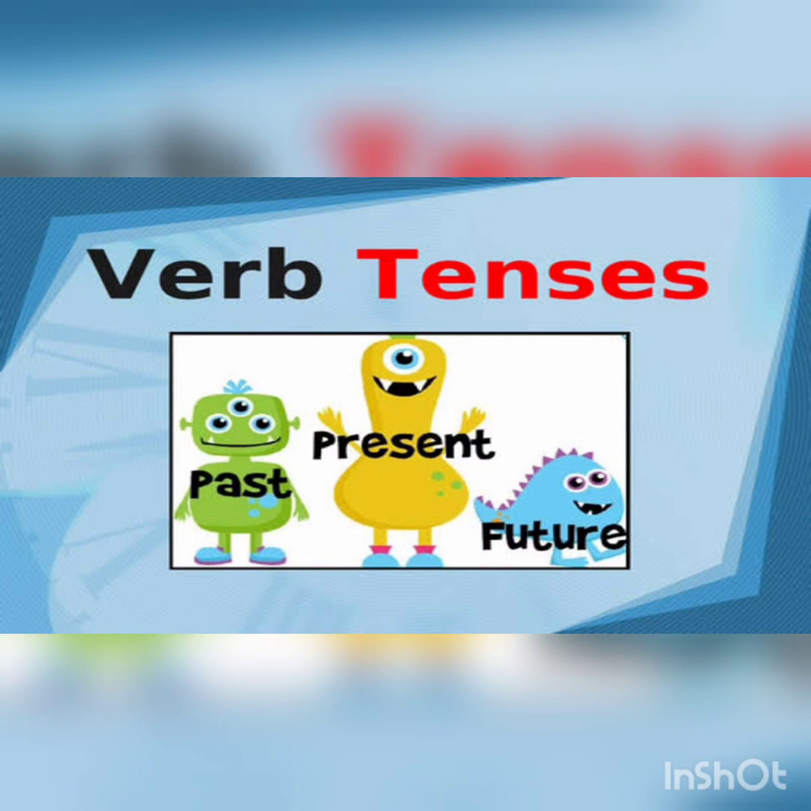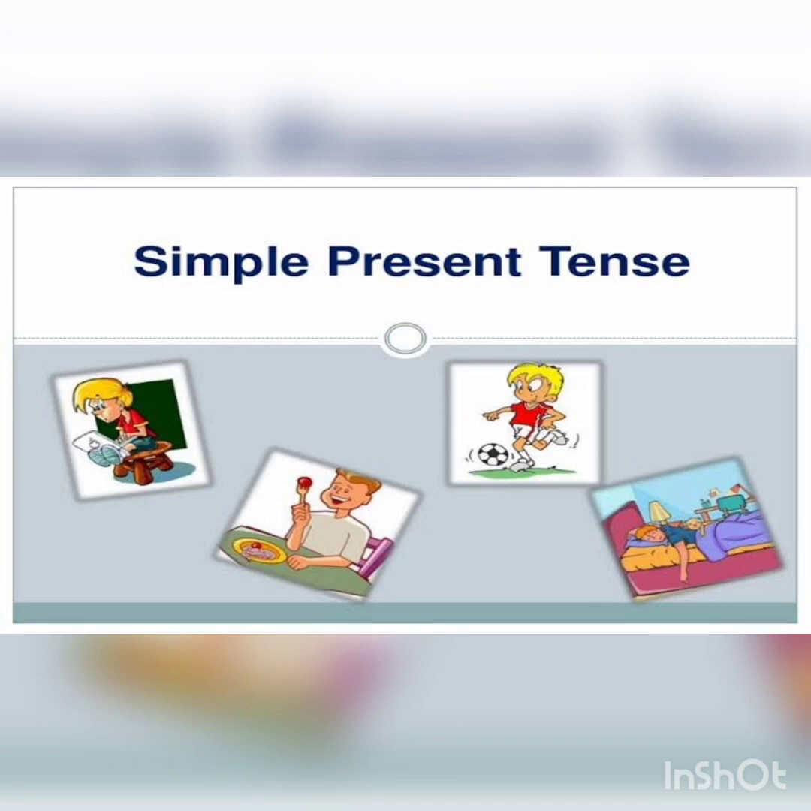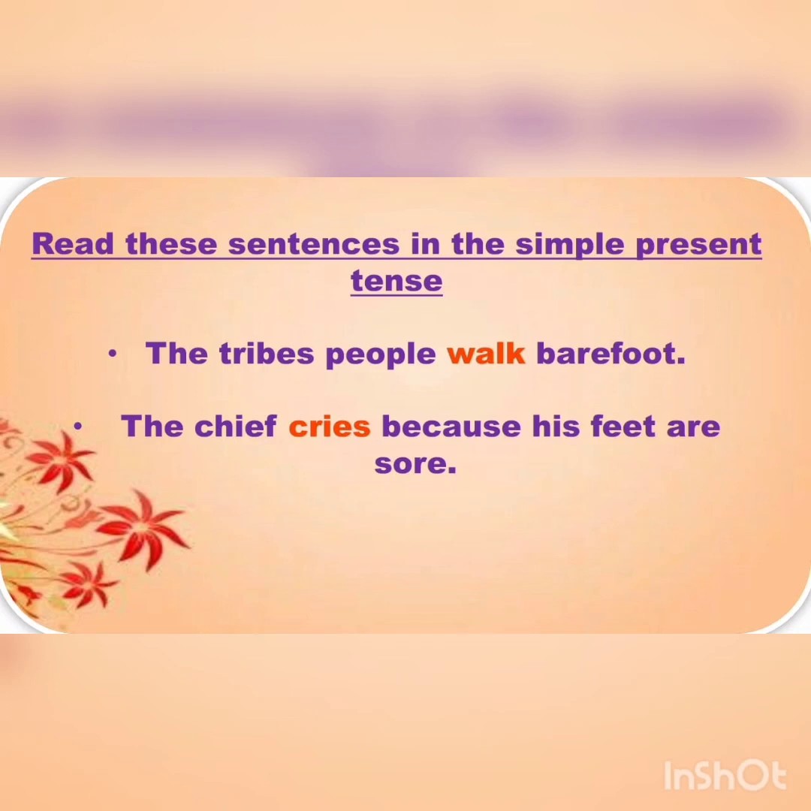In this chapter we are going to learn two types of tense, that is past and present tense. So the first tense we are going to learn is simple present tense. Read these sentences in the simple present tense. First one, the tribes people walk barefoot. Children, here we have highlighted walk because it is the verb. Next sentence, the chief cries because his feet are sore. So here we have highlighted cries because it is a verb.